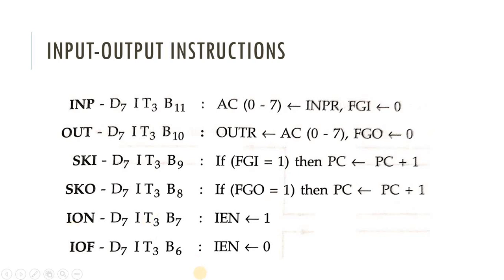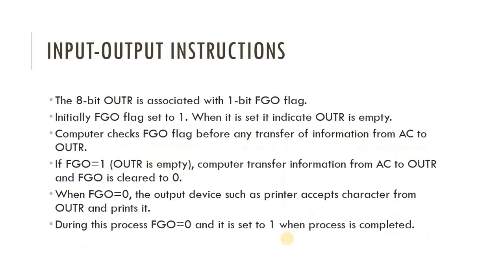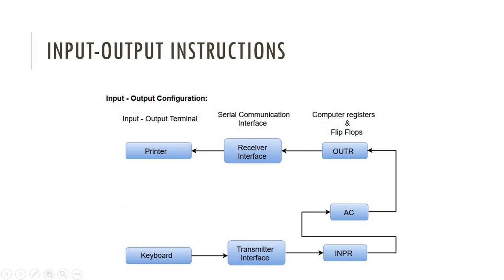After that there are two different flags, interrupt enable on and interrupt enable off. At that time we first set the value of interrupt on to 1 and then we set the value of interrupt off to 0. But that interrupt concept we'll learn in our later videos. So that is all about the input output instructions, or how our data will be transferred from our input devices to the output devices with the help of the input and output registers and the accumulator. So that's it. Thank you so much.